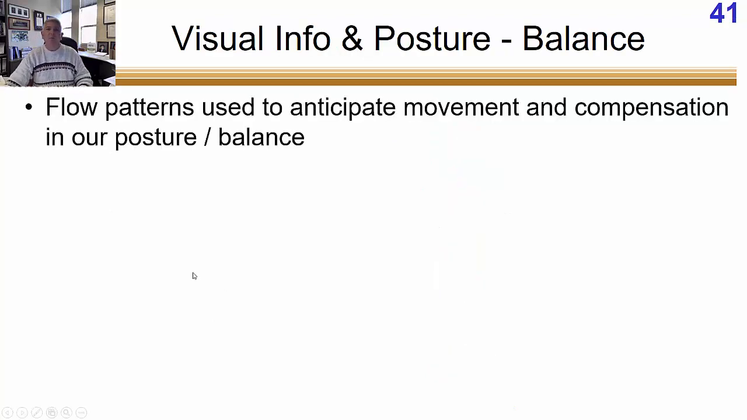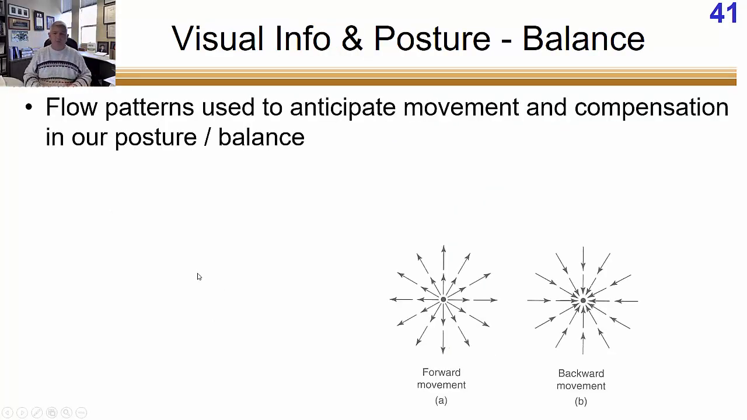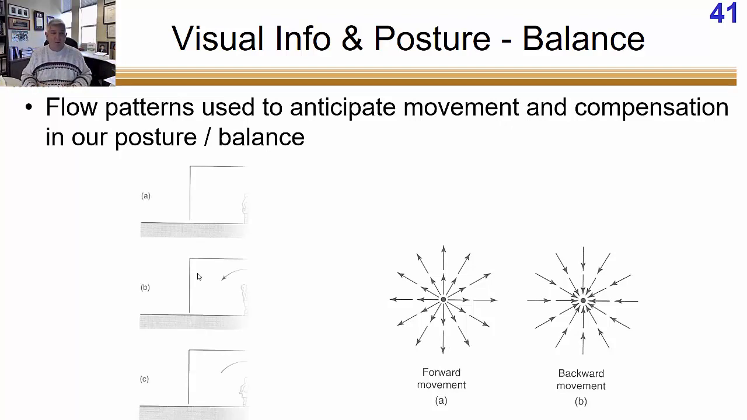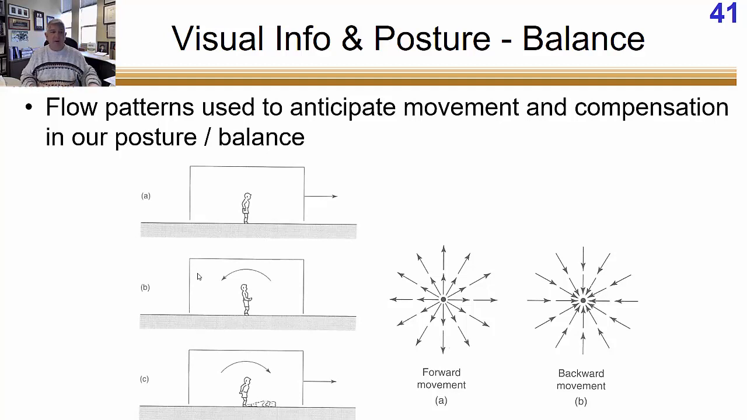Okay, we also use visual cues for our posture and our balance. And so if there is forward motion, things are moving towards us, or expanding out from a focus of expansion, then we are moving forward. If we reverse that and make things move towards the focus of expansion, then we are moving backward, right? And we talked about the vection illusion, right? This is the vection illusion.